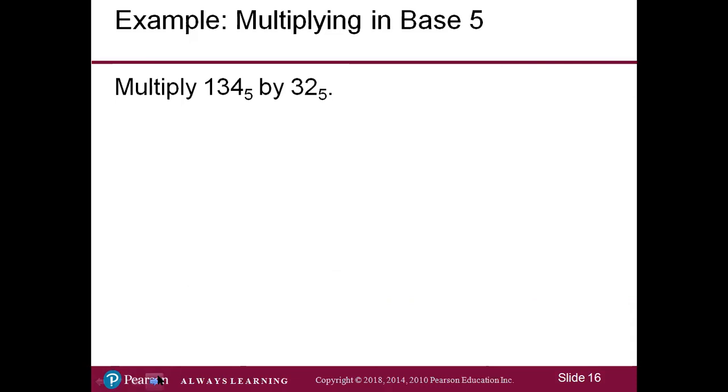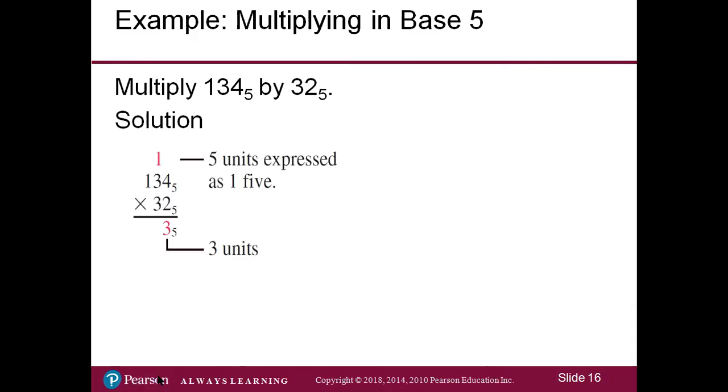Multiply. Multiply 134 base 5 by 32 base 5. The solution. 5 units expressed as 1 five. Okay, so just like ours, right?